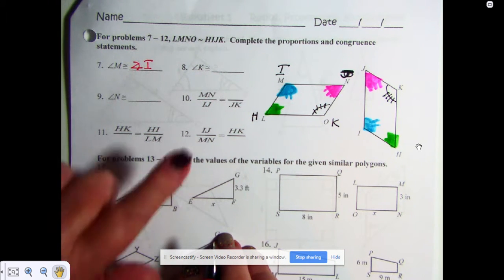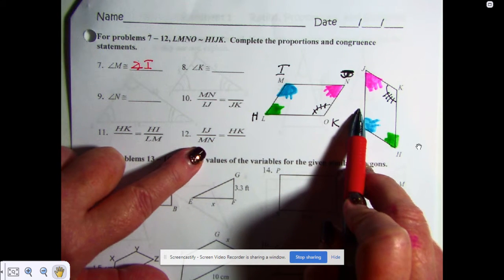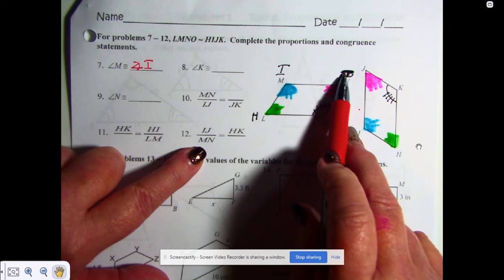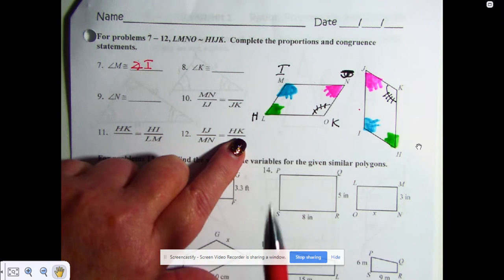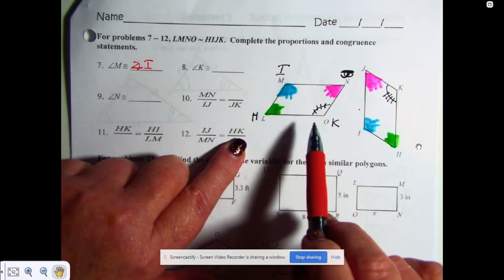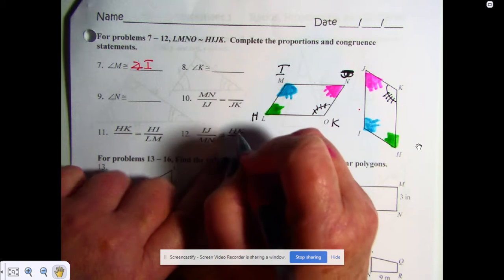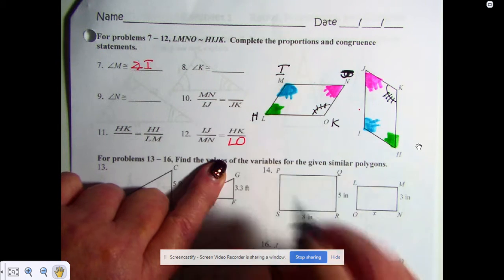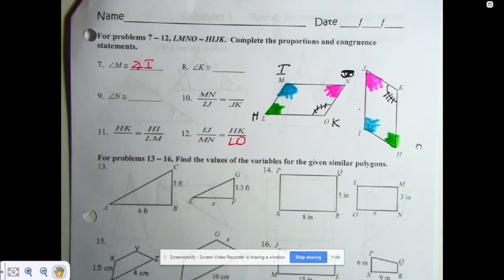All right, let's go down here. It says that I to J corresponds to M to N, and we know that because of this. Now, who does H to K correspond to? Again, we can match it up by colors, or we can say, here's HK. It corresponds to the distance from L to O. So that's one of the ways that you can do those problems.